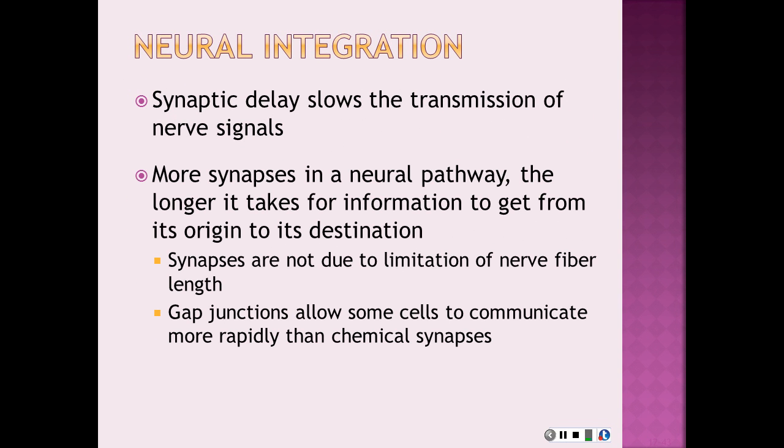Now the synaptic delay slows the transmission of these nerve signals. The more synapses in the neural pathway, the longer it takes for transmission to get from its origin to its destination. Synapses are not due to the limitation of nerve fibers' length. We have gap junctions that allow some cells to communicate more rapidly than chemical synapses.